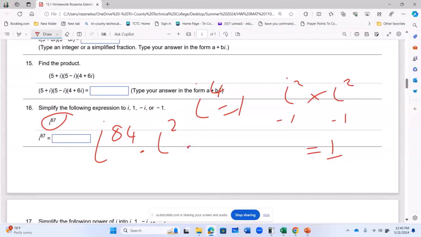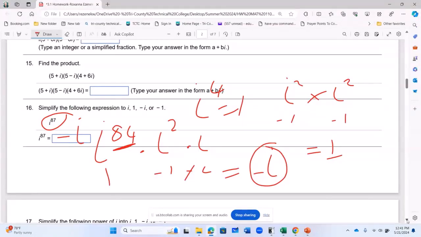Then multiply i to the power 1. i to the power 2 is negative 1. This one right here is i. These are multiples of 4, so this is going to give me 1. So my answer is going to be negative i. Anytime I'm given powers of i, I should be able to simplify it.